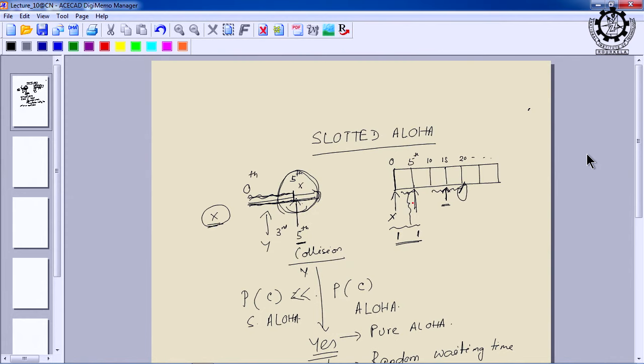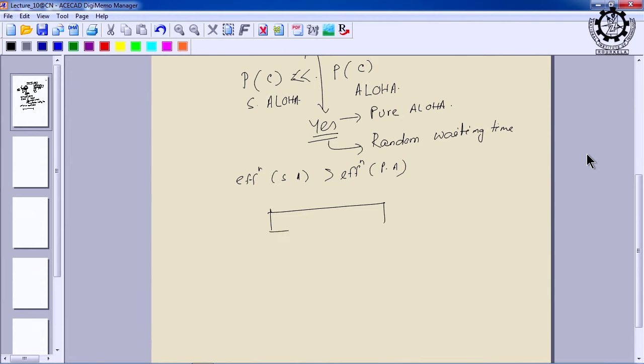If the node who is getting ready at this time, let us say y, and x is transmitting at this point, and you have the different slots. Let us say x is transmitting and the transmission still continues and y gets ready at this point. As per the principle of ALOHA, y can transmit because he is ready with the data.